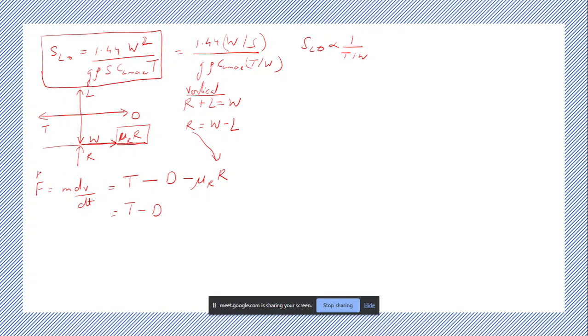In the horizontal direction, you have F equal to MA, m dv by dt, where that F is thrust minus drag minus the frictional force. And this R we substitute from our vertical equation. So if I substitute that value here, you get mu R (W minus L).